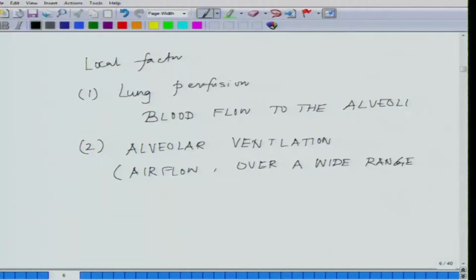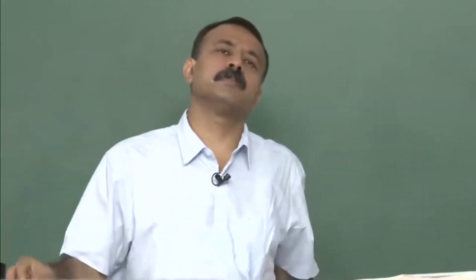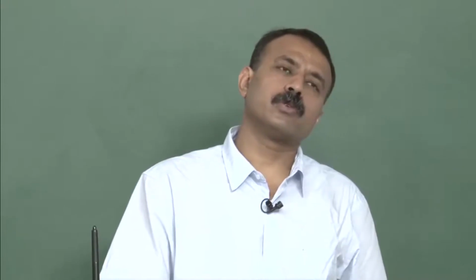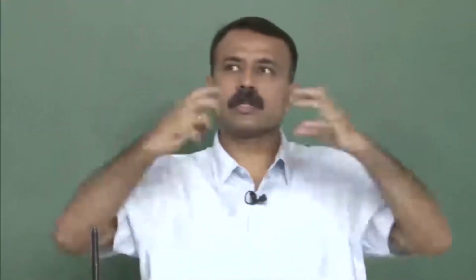What does this essentially mean? Suppose we are in a situation where there is a lack of oxygen in the environment and we need to take in more oxygen. The first thing needed here is that more and more blood flows to the lungs. That is what I meant by lung perfusion. The more blood goes, whatever oxygen is there in the environment, you can pick it up, because you are exposing your system to more and more oxygen.